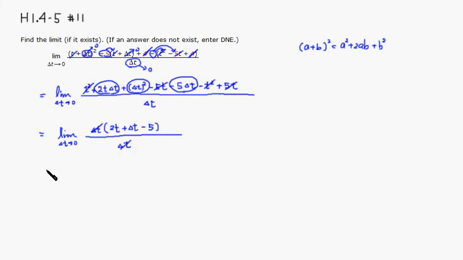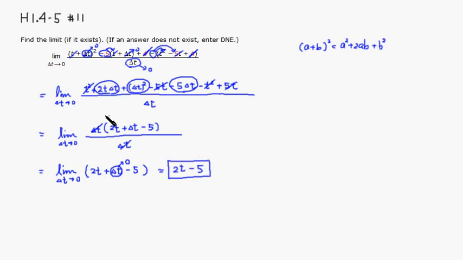Now we have a fairly simple limit. You have the limit as delta t approaches 0 of 2t plus delta t minus 5. Then we plug in 0 for delta t. You can see that this term goes to 0, so it basically disappears. Then what's left is 2t minus 5. So that's the limit.